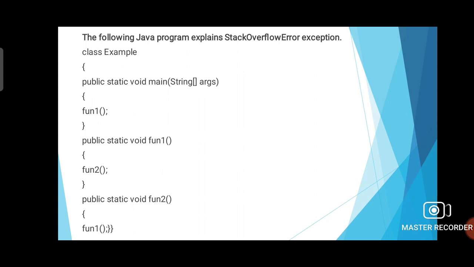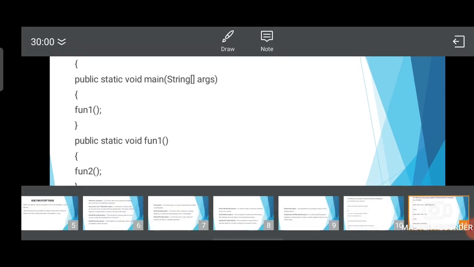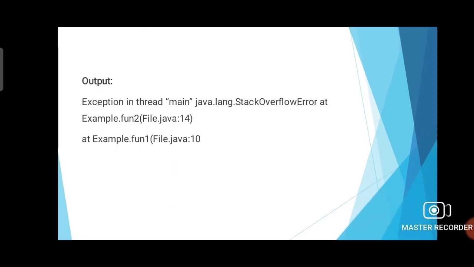Each time a function is called, one entry will be added to the stack. Here the stack will be filled with many entries because the function is called many times. Fun1 is calling fun2 and fun2 is calling fun1. This is happening repeatedly for an infinite number of times. So this will lead to stack overflow. In this kind of situation, stack overflow exception will happen. So this program will produce the error that is mentioned by the stack overflow exception handling.